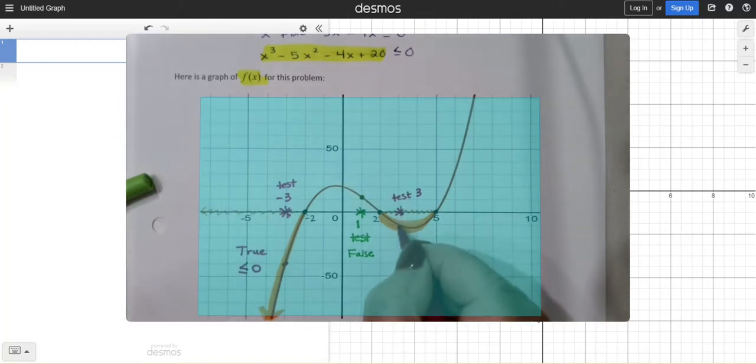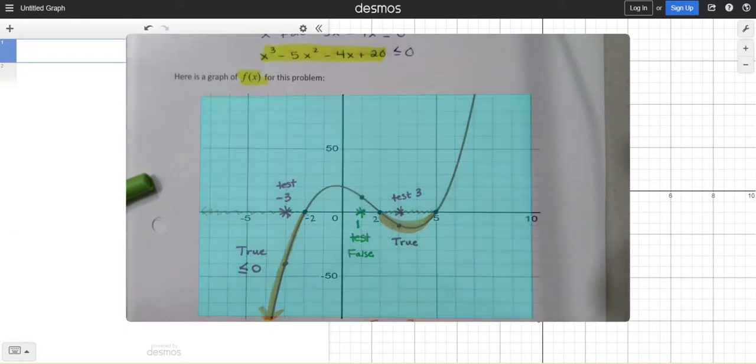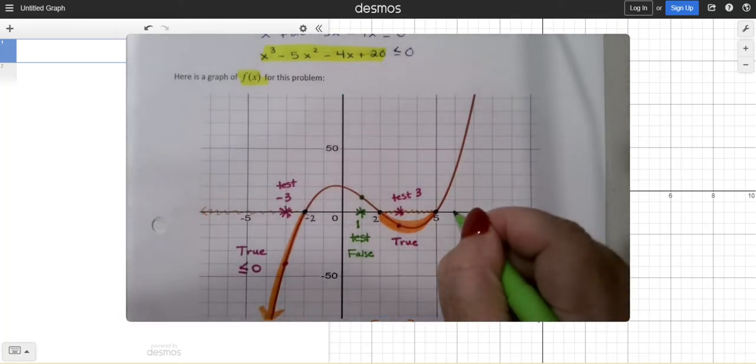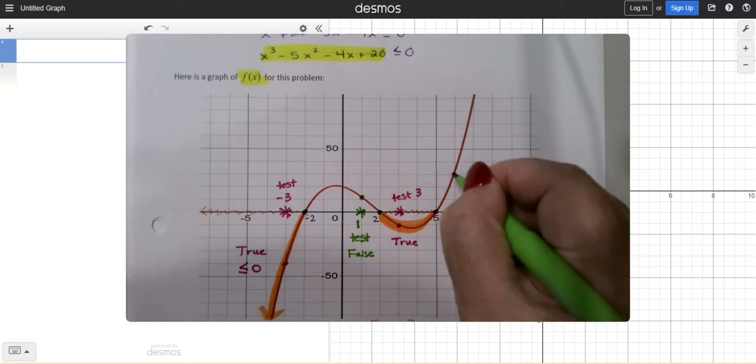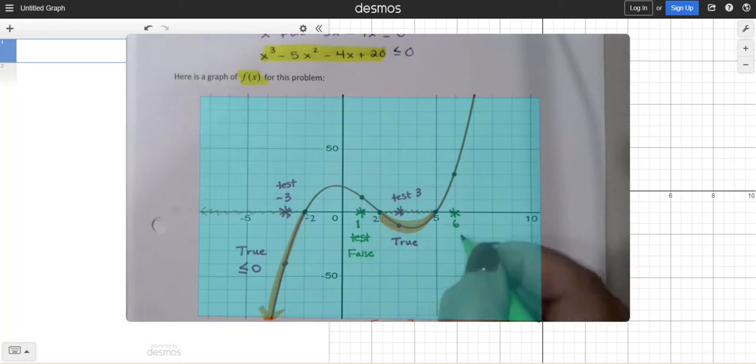We would find out that we do get a negative y value. So we'd find out that that's true. It is less than or equal to 0. And then maybe I'd pick one out of the last interval, something bigger than 5. Maybe I would test 6. And I would find that I get a positive value. That's not less than or equal to 0, so it would be false.